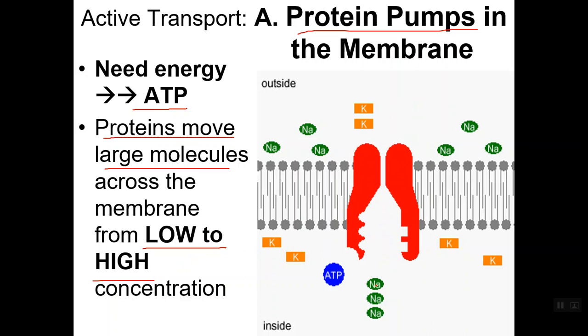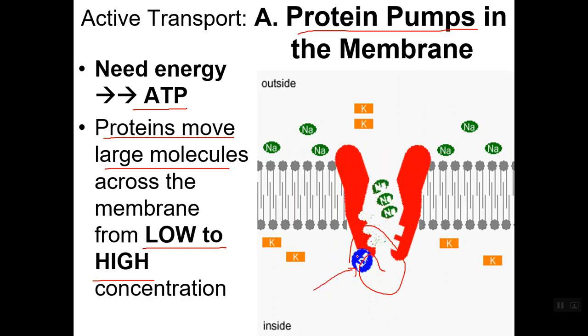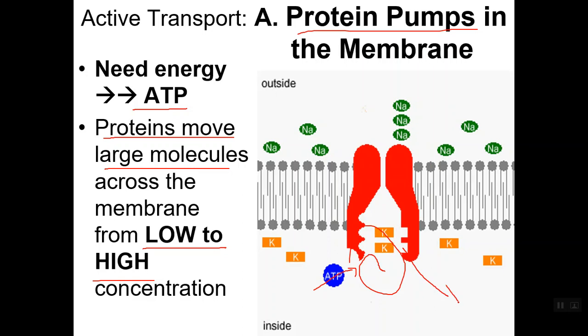Okay, here's the start. So you have sodium. You've got 3 sodiums entering this pump with the help of energy. This little blue molecule is energy. And then they get forced to the outside of the membrane. The potassiums, the Ks, do the same thing, and they get forced to the inside of the membrane. Watch it again.